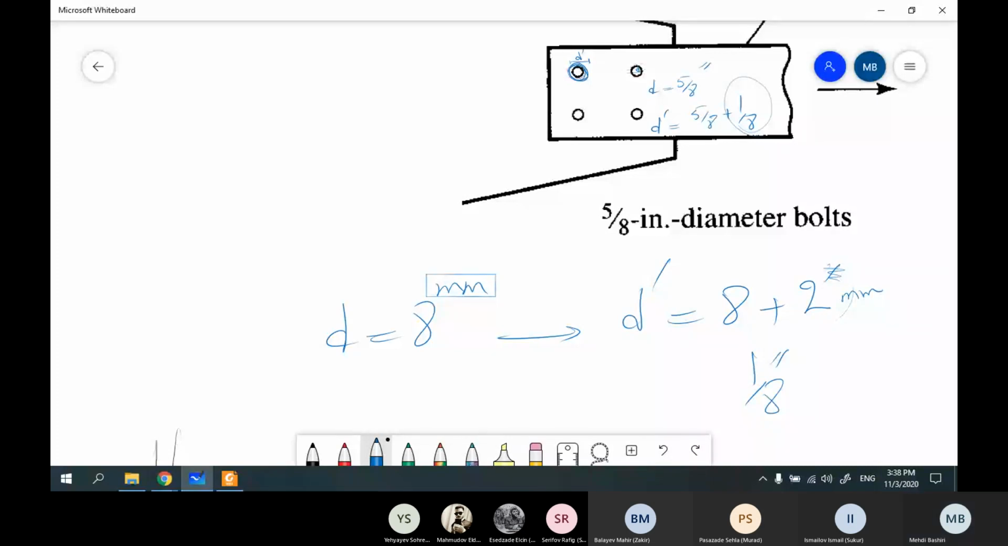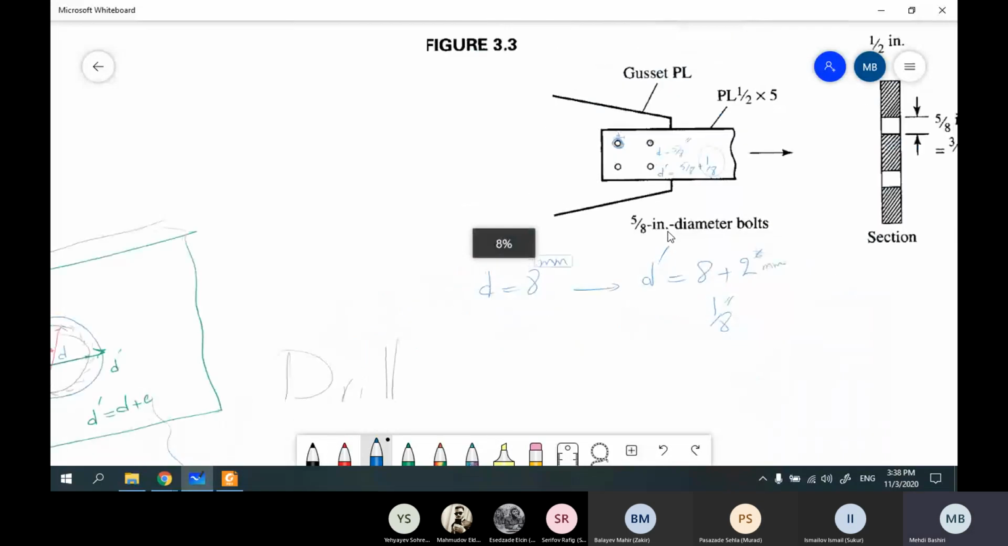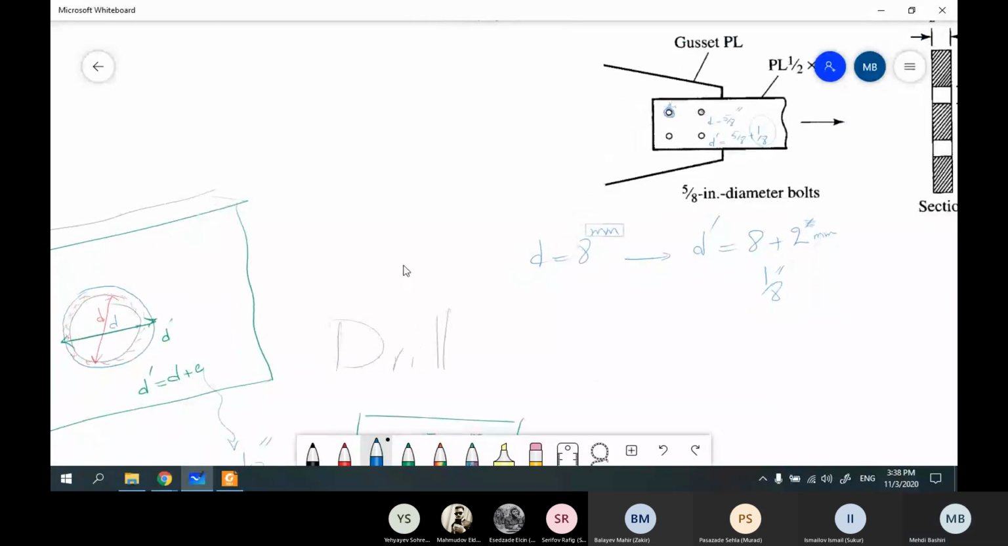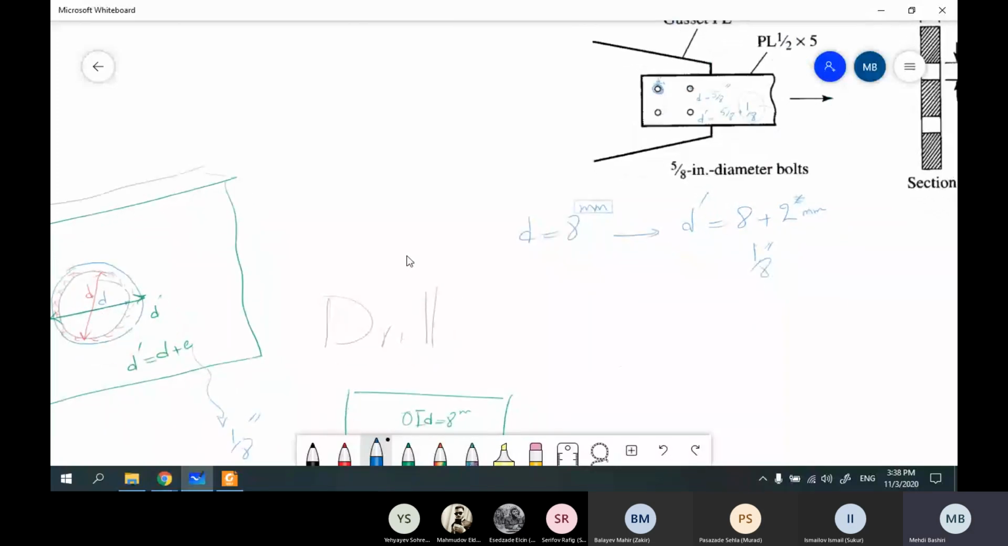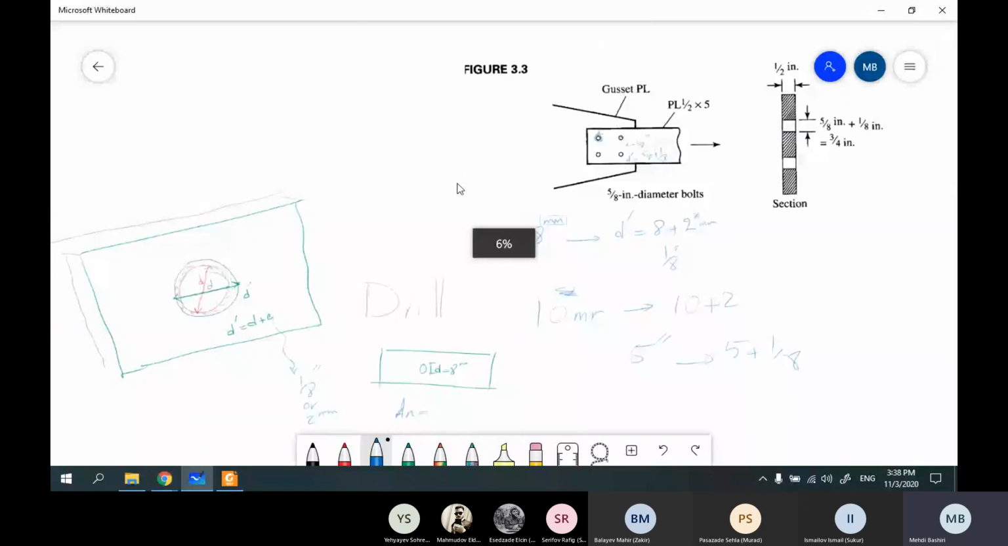Teacher, do you always add the 2 or 1/8, or does it depend on the size of the diameter? It depends on the unit. Here, all the units are in inches, so you have to add 1/8 inches. What if it was a 10 diameter? 10 millimeter, you mean? Yeah. When you have 10 millimeter, we have 10 plus 2. If we have 5 inches, the diameter is 5 plus 1/8. Okay, I understood.